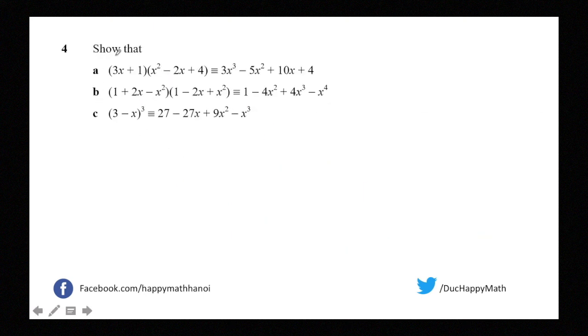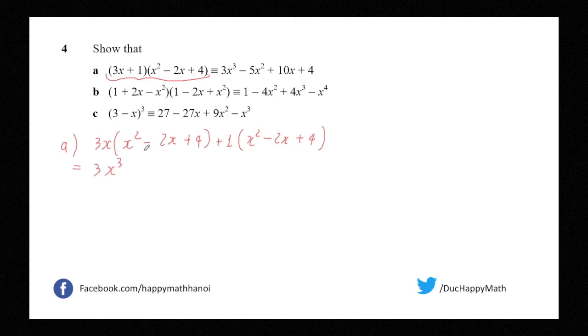So in the same way you can work in this case. The first one, I take the 3x times the second bracket first, and plus 1 times the second bracket, and after that I expand the brackets here. 3x times x squared, 3x cubed, 3x times minus 2x, minus 6x squared, 3x times 4, 12x, then x squared minus 2x plus 4, because this bracket times 1 is unchanged.